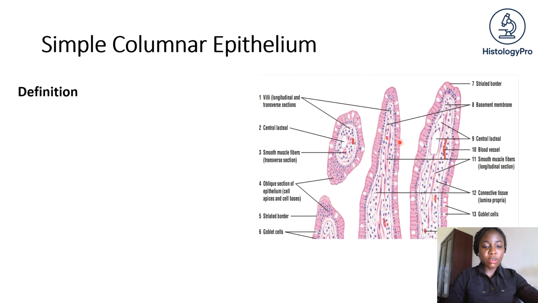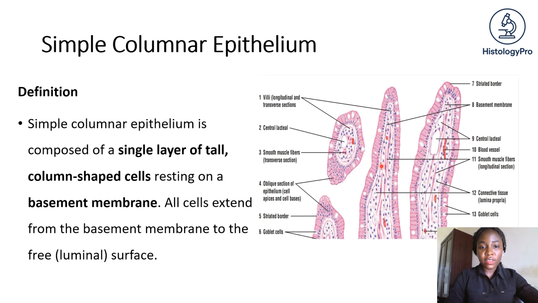Simple columnar epithelium is composed of a single layer of tall column-shaped cells resting on the basement membrane. All cells extend from the basement membrane to the apical surface, or free surface, another name for which is the luminal surface. It is optimized for absorption, secretion, and protection. In this diagram, you can see tall, closely packed cells all resting on the basement membrane. This is how simple columnar epithelium looks.